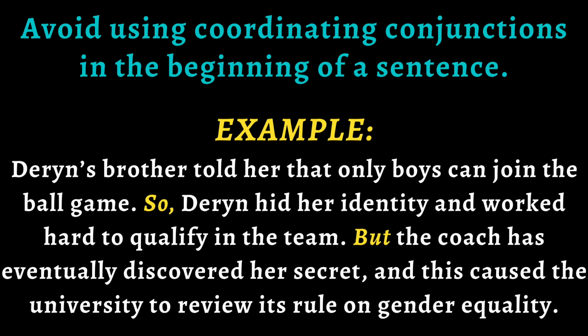Last is a warning. Avoid using coordinating conjunctions in the beginning of a sentence, just like in this passage. Darian's brother told her that only boys can join the ballgame. So, Darian hid her identity and worked hard to qualify in the team. But the coach has eventually discovered her secret, and this caused the university to review its rule on gender equality.